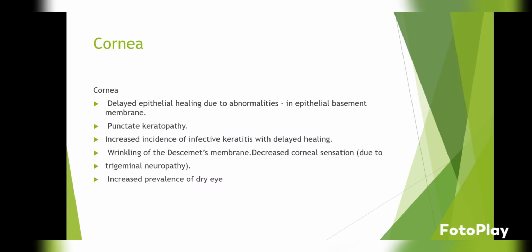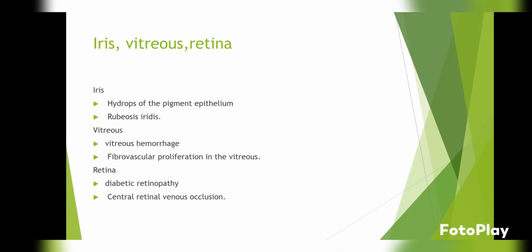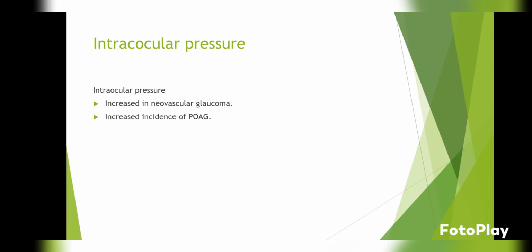dry eye. In the iris, there is hydropic change of the pigment epithelium and rubeosis iridis. The vitreous shows vitreous hemorrhage and fibrovascular proliferation. The retina has diabetic retinopathy and central retinal vein occlusion. Intraocular pressure is increased in neovascular glaucoma, with an increased incidence of primary open angle glaucoma. Thank you.